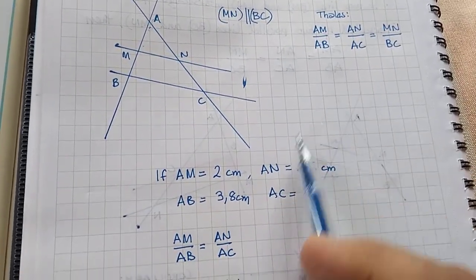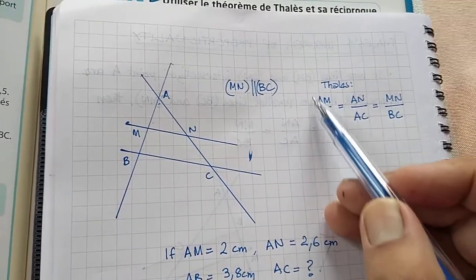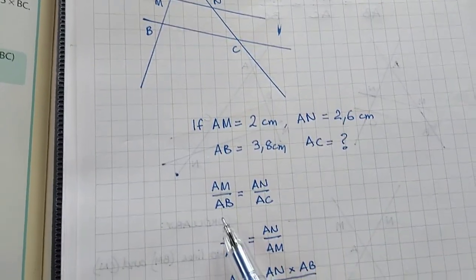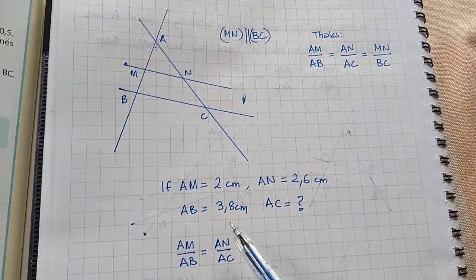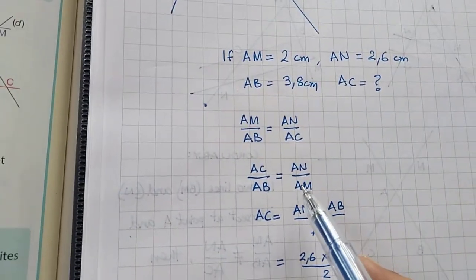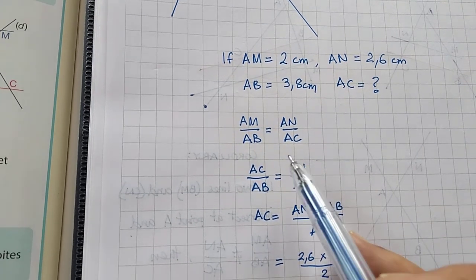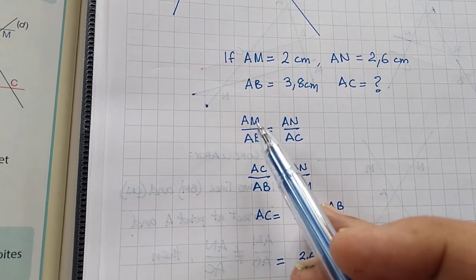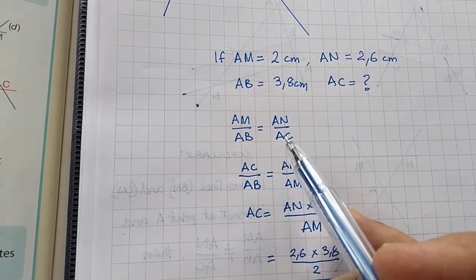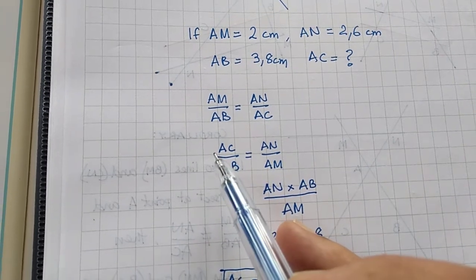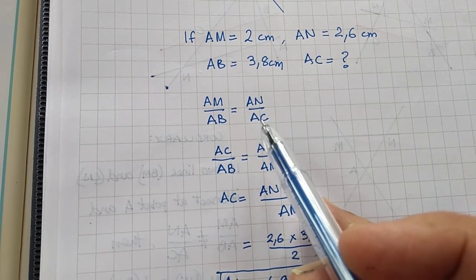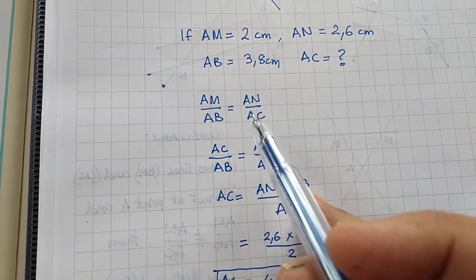Okay, so let's start. Let's take just this part of the Thales equation. Forget that last part. So we write AM over AB is equal to AN over AC. Here, what don't we know? We don't know AC. We know AN, we know AB, we know AM. So this is basically a fraction where one value is not known. It's very easy to solve. The first thing is we multiply both sides by AC and divide both sides by AM.